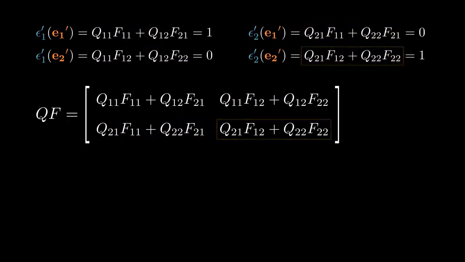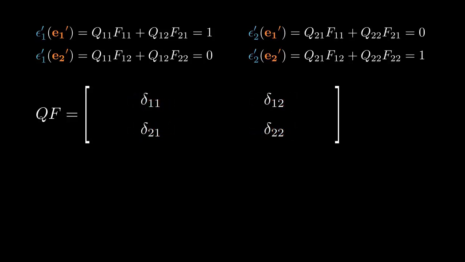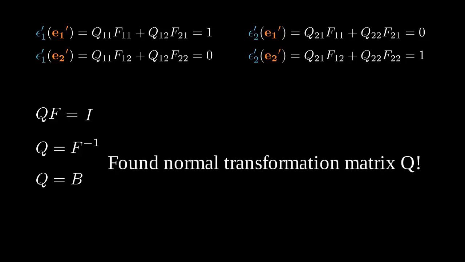You see that each component of the matrix corresponds with each relationship, and they are Kronecker delta. Therefore, this matrix is the identity matrix. You now know what Q is. Q is the inverse of F, which means Q is B. Finally, you found the normal transformation matrix. That is B, the inverse of F.